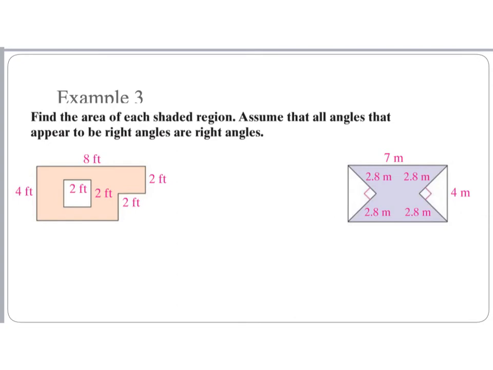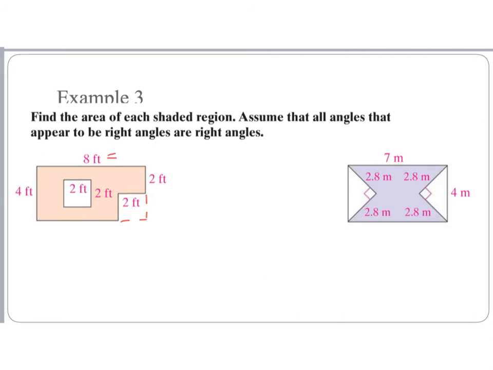Okay, now example 3 looks a little more complicated, but it's actually just the same thing that we've been doing all along. For example 3, it says find the area of each shaded region. Assume that all angles that appear to be right angles are right angles. Now when I look at this image here on the right, I see that I have pretty much a rectangle. If I could enclose this little corner down here, which I'm going to do with dash lines just to show you, then I have a rectangle.